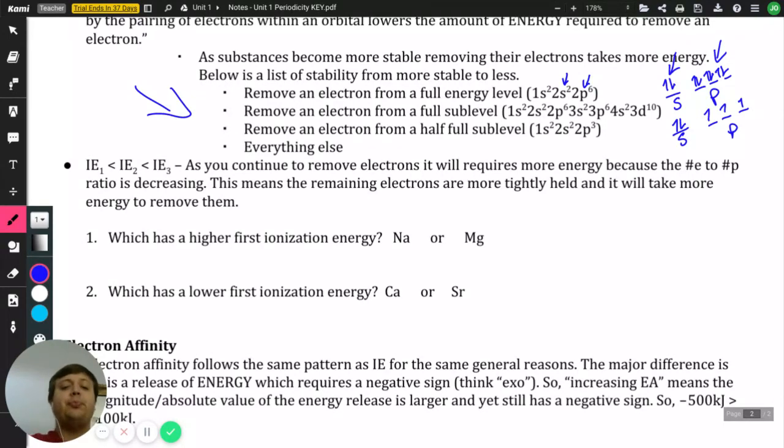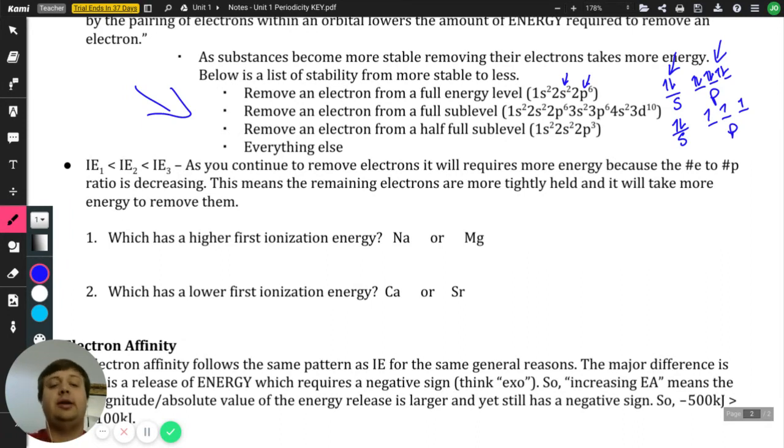So again, as you continue to remove electrons, it will require more and more energy because your electron to proton ratio is decreasing. This means the remaining electrons are going to be held more tightly, and therefore it's going to take more energy to remove.